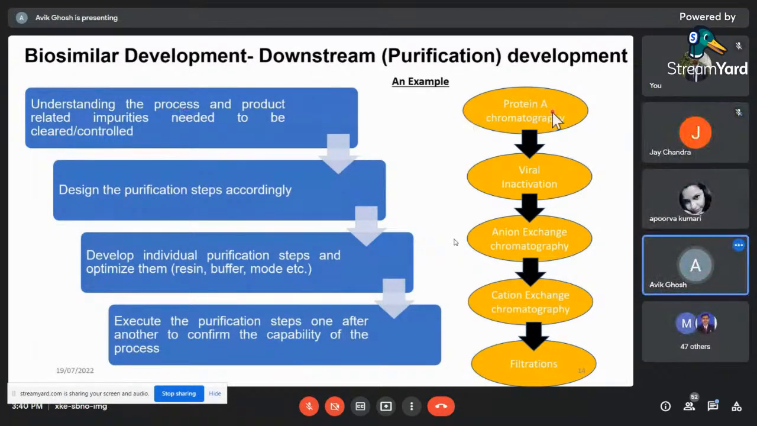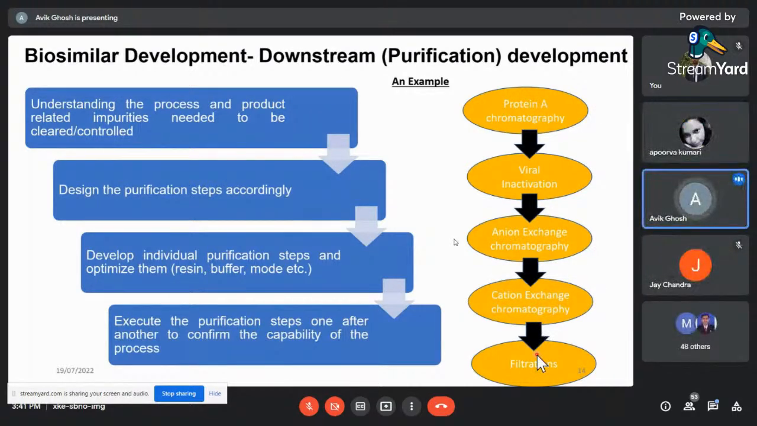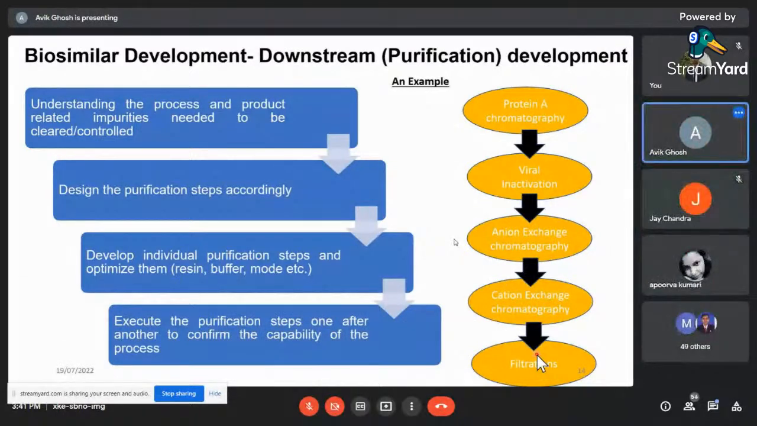So here I've shown a typical downstream process, which goes through Protein A chromatography, then viral inactivation, then there can be ion exchange chromatographies, anion exchange and cation exchange, to further purify the product, then the filtration. So all these steps are executed to make sure that all the impurities are out of the product, or controlled. I mean, wherever you cannot make it zero, it is at a very low level. After the filtration, the outcome is the drug substance, as I mentioned, the active product.